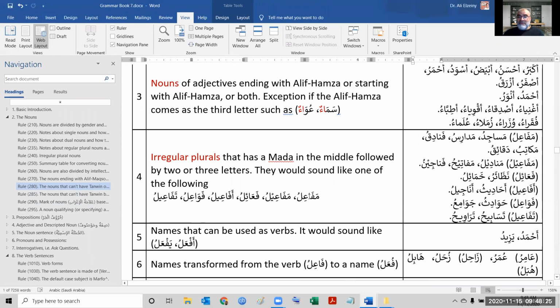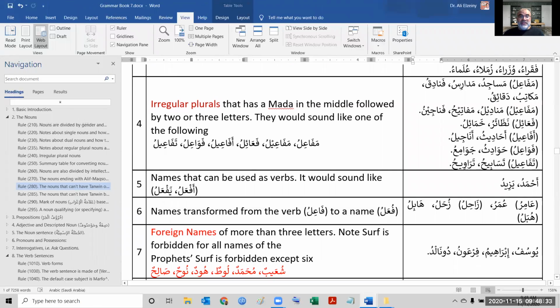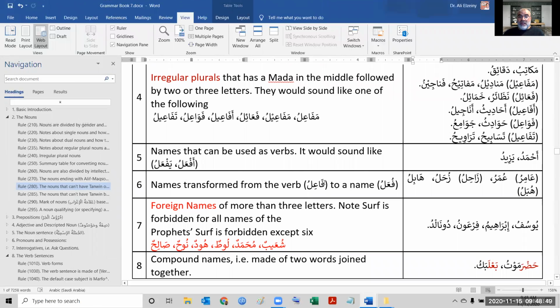Doesn't sound like mafa'il, fa'a'il, doesn't sound like any of those at all. Af'al, yuf'al, af'al, yaf'al. There's not one of those, like a name that can be used as a verb. Boy is a noun that is not going to be used as a verb. It's not derived from a form. In other words, it's not fu'al. Walad is not fu'al. Doesn't work. It's not the same. So this doesn't apply.